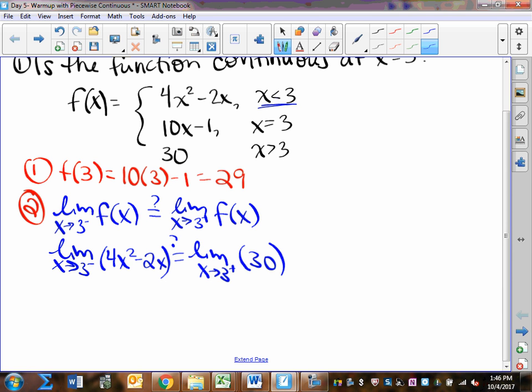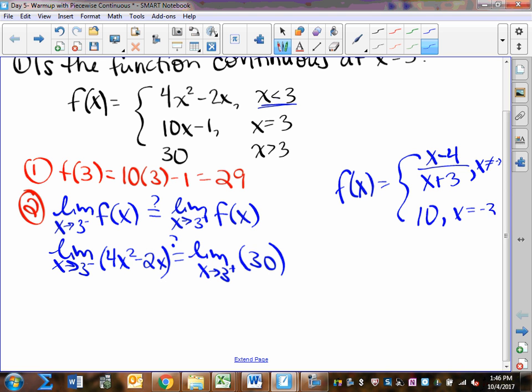Now, there are some instances in which I don't have a different function for the left and the right. An example of that would be... Then you just do the one without the plus and minus. Yeah, you would just do the overall limit, that's right. So an example would be if I had x minus 4 over x plus 3, when x does not equal negative 3, and second one x does equal negative 3. In this case, looking at negative 3, my left-hand limit and my right-hand limit use that same function.